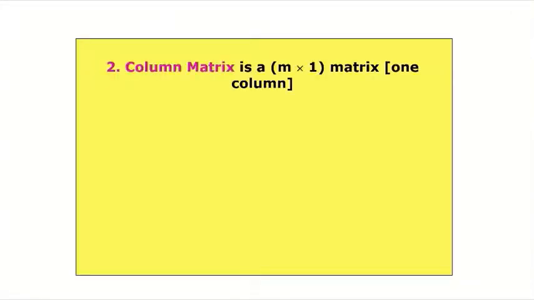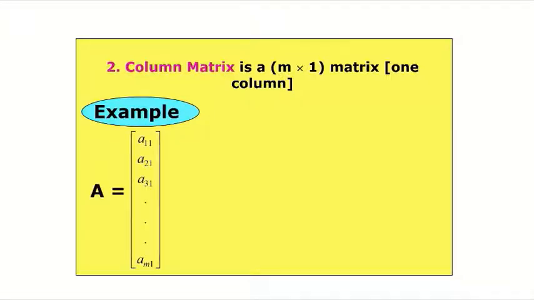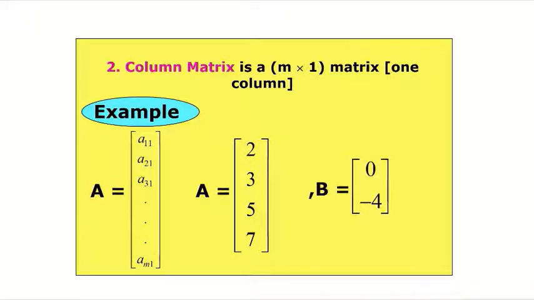Okay, next, second, we have the column matrix. A column matrix consists of only one column. This is the general form of the column matrix, and as a specific example we have matrix A with only one column and 4 rows, and B with one column and 2 rows.